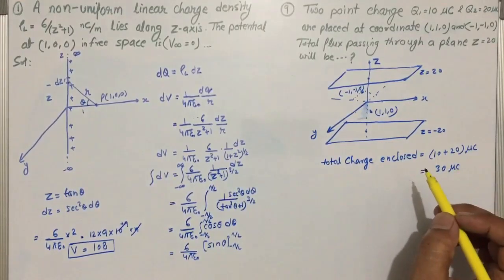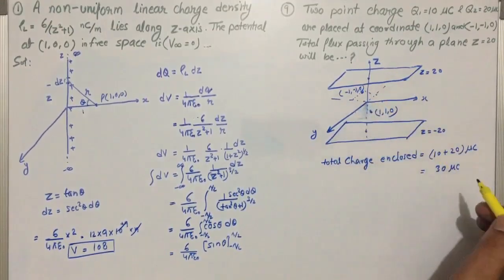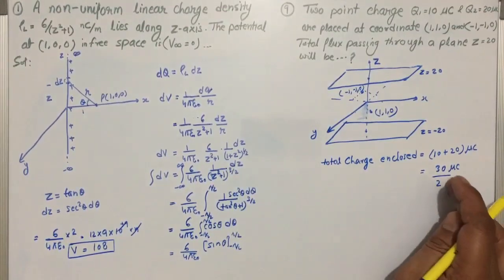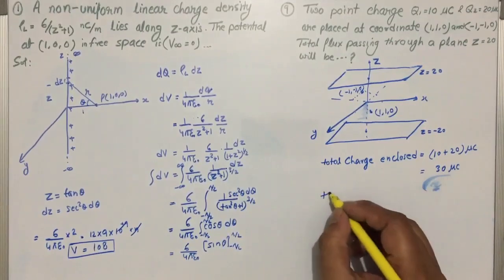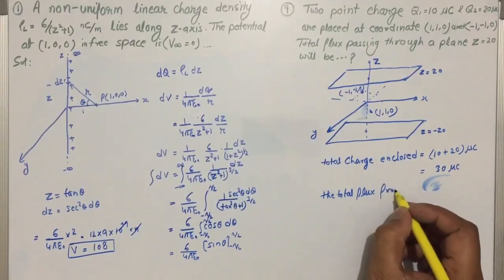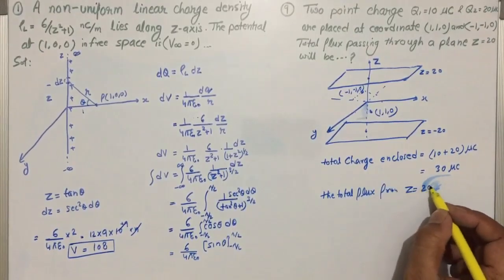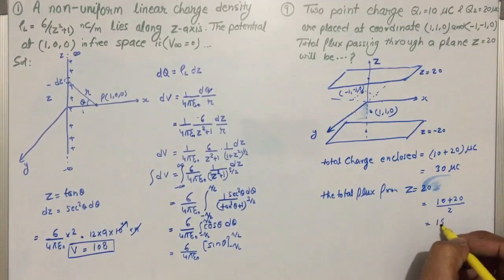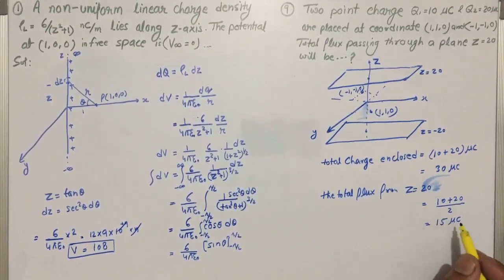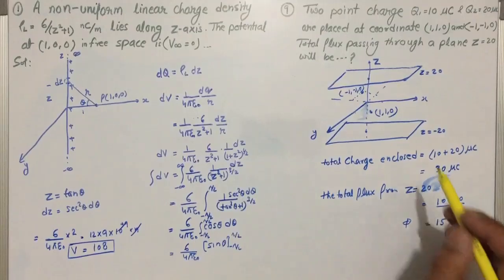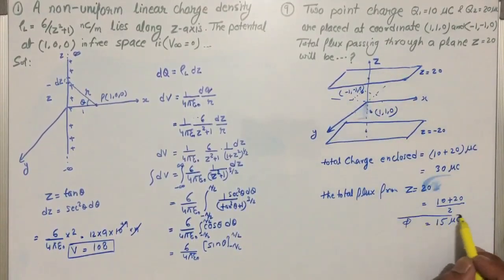However, we just have to find the flux passing through this surface. So that will be simply half of that. So the total flux from only one plane will be 10 plus 20 divided by 2. That will be 15 microcoulomb. If it is in the answer, then that is the correct one. The total flux from this plane, that is z is equal to 20.